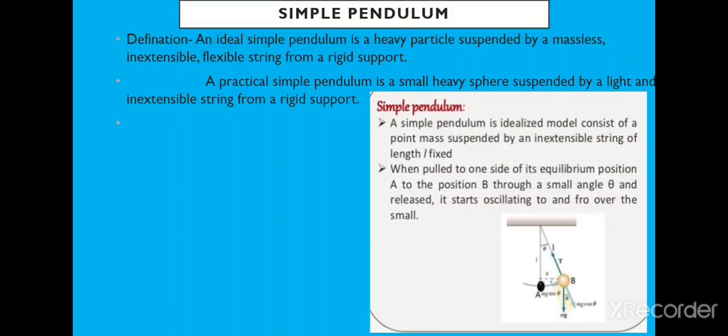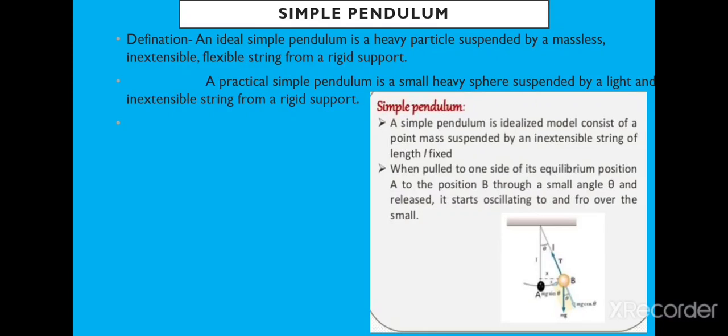First, simple pendulum. The definition of simple pendulum is given here. An ideal simple pendulum is a heavy particle suspended by a massless, inextensible, flexible string from a rigid support. A practical simple pendulum is a small heavy sphere suspended by a light and inextensible string from a rigid support. Here one diagram is given.